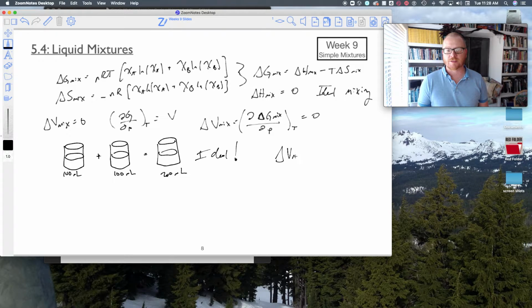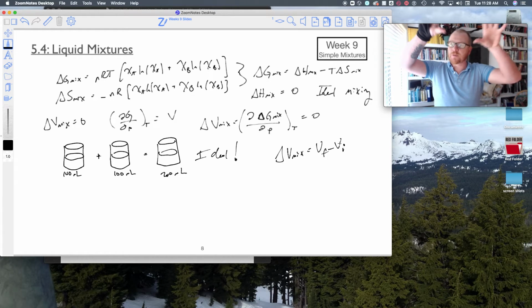So let me see if I can write this a little bit less confusing. So V final minus V initial, right? And so our V final in this case would be 200 milliliters. Our V initial in this case would be 200 milliliters. So that would give us 0.